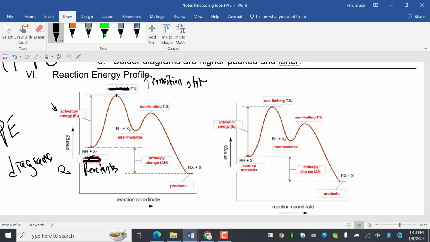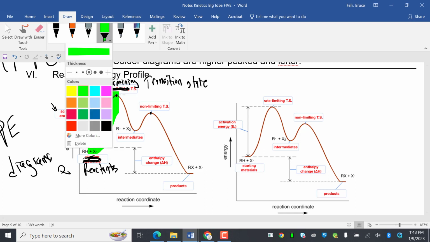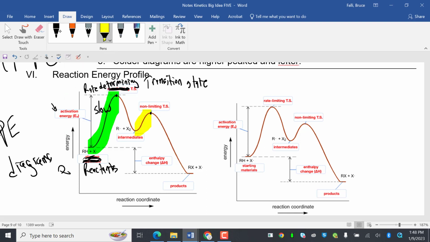Now, the reason that said rate limiting is this is the rate determining step. So this is the rate determining transition state. Remember, rate determining means it's slow, because that's the highest activation energy. This is the non-limiting transition state. Why? Because it took less energy, so it's faster. So what takes longer, running up the green or running up the yellow? Running up the green takes longer, so that's the rate determining part of it.